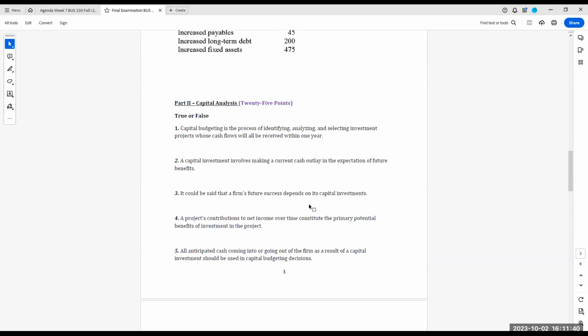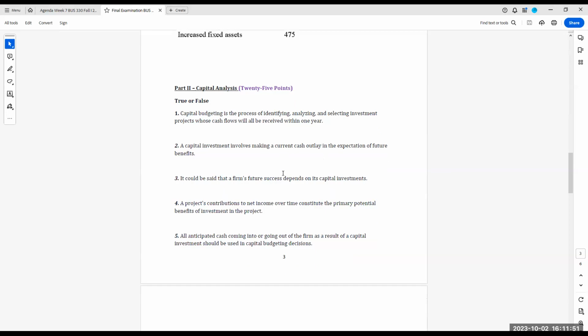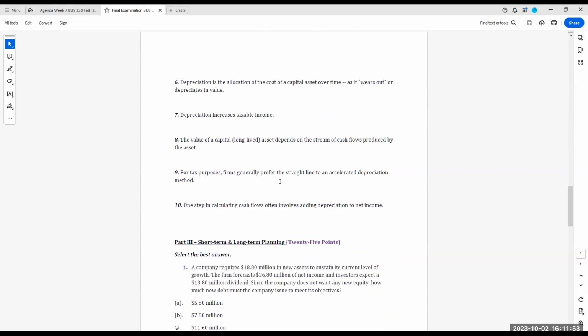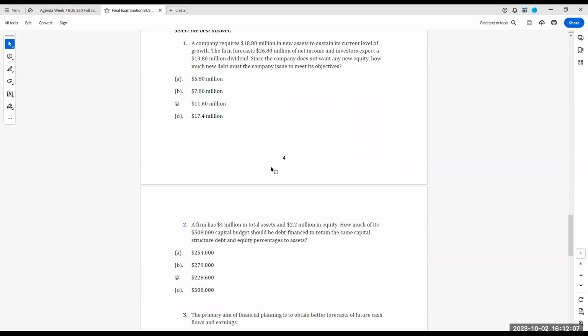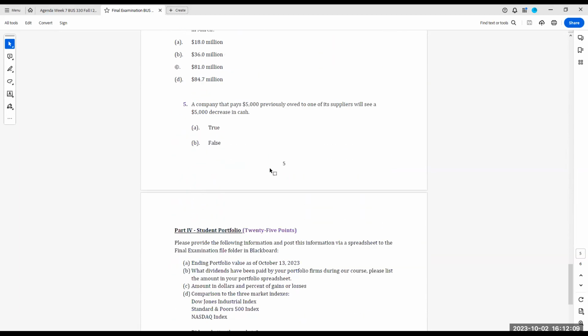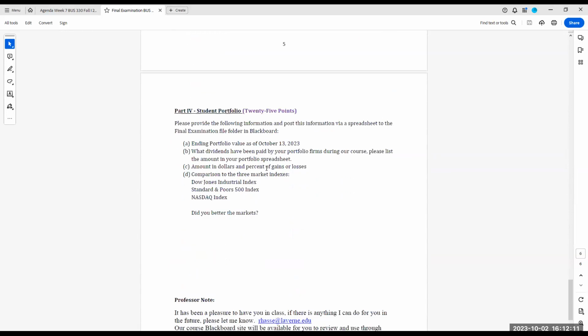Then some true false questions. How about that? True false on the capital analysis project and capital analysis work that you've just completed with assignment number 4. Answer me true or false on these questions. And then some multiple choice questions on the last few chapters of our course, chapters 18 and 19, some calculations and some multiple choice questions in that regard. Each section is worth 25 points.